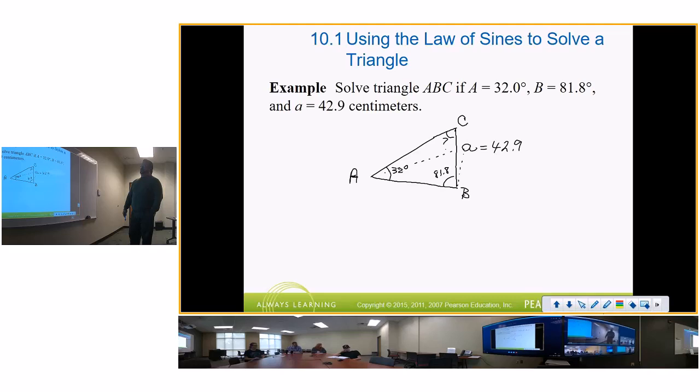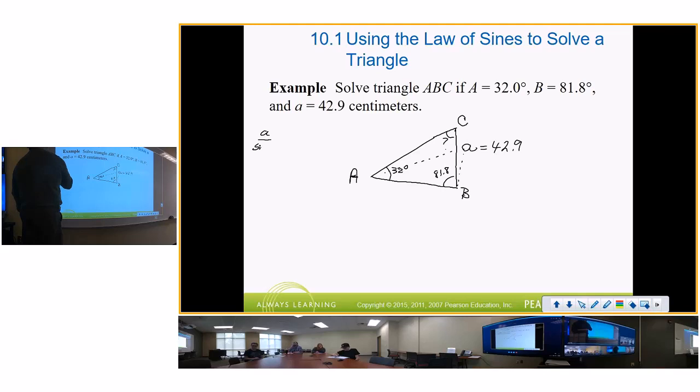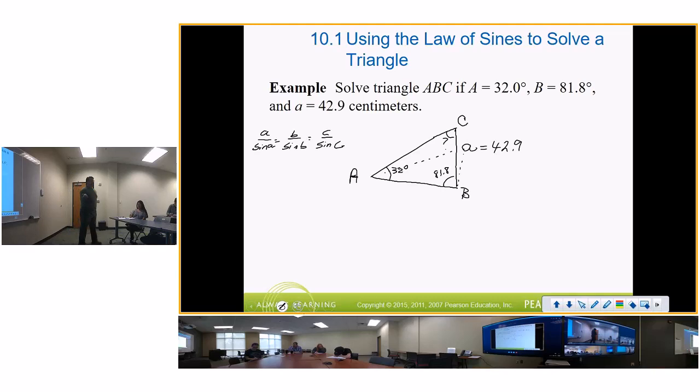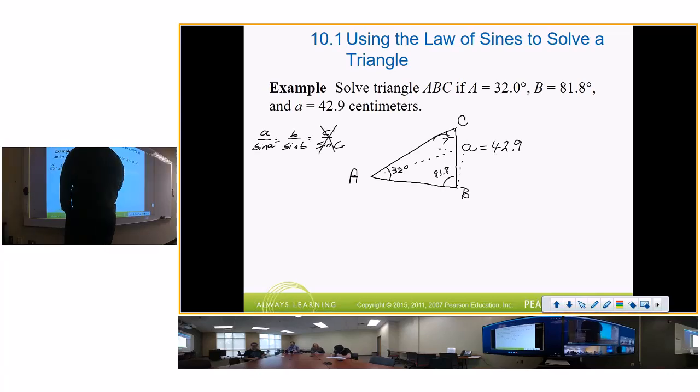Okay, I'm okay. So, A over the sine of A is equal to B over sine of B equals C over sine of C. Now remember, it doesn't matter which one you pick. But I'm going to pick B because I have B, right? I don't have anything for C, so I'm not going to use C at all. So just kind of mark through C because we don't know what C is.